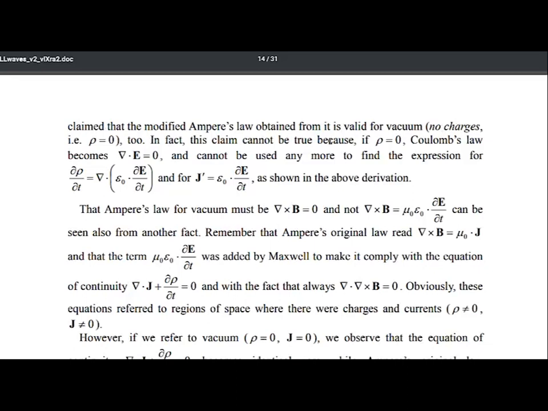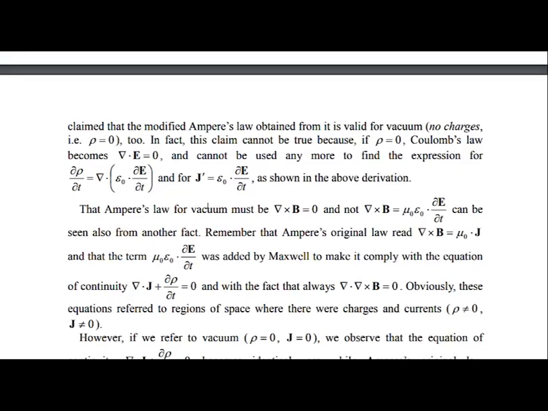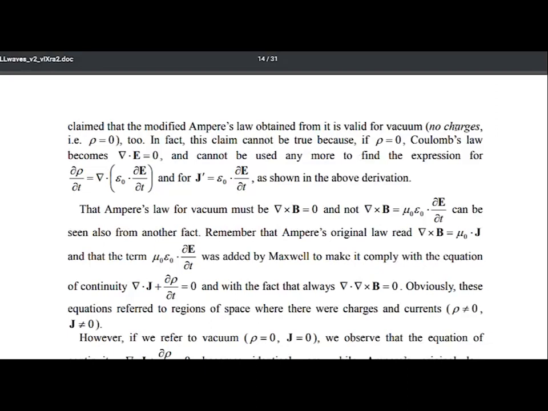In fact, this claim cannot be true because if there are no charges, then Gauss's law becomes the divergence of E equals 0. There's no electric field and it cannot be used anymore to find this expression. Okay, it cannot be used. And so this is the flaw. This is the flaw that has created so much confusion over these years and given the false impression that a pure changing electric field can create a magnetic field, and vice versa. So this is the source of the problem.